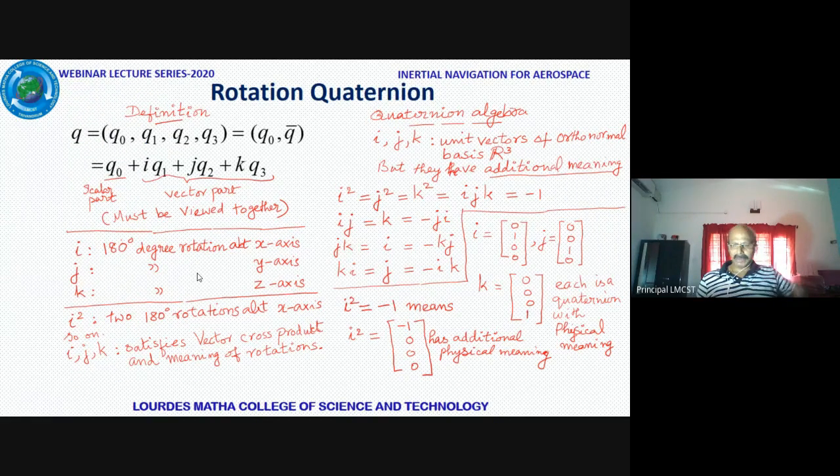Now, this quaternion, let us first define it, and then say why I am calling it the rotation quaternion. Quaternion means quarter, 4. There are 4 elements, 1, 2, 3, 4, together called Q. The first one is called the scalar part, and the next 3 together are called the vector part.